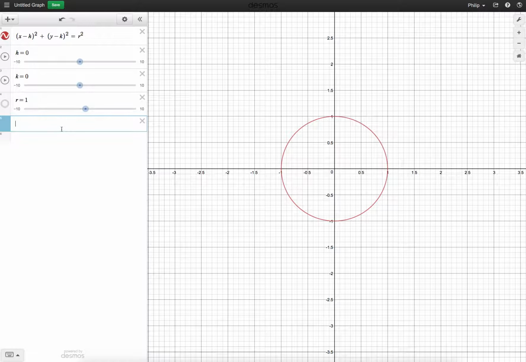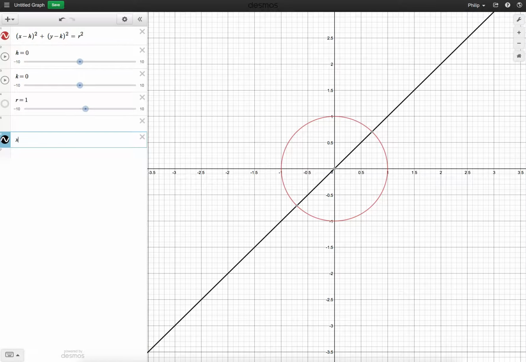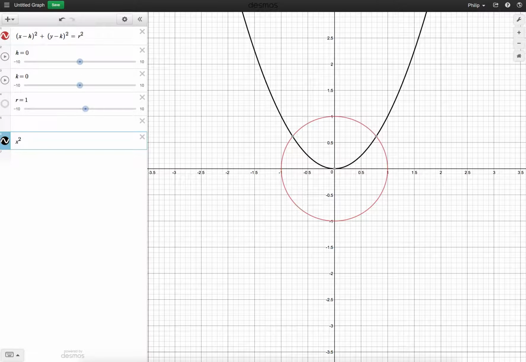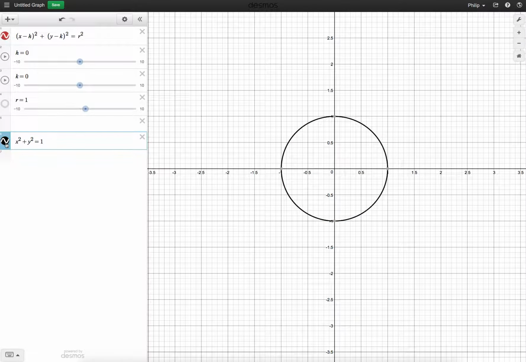And if I type in, when h is 0, that would just be x, so I'd have x squared. And when k is 0, I'm just going to have plus y squared. And when r is 1, this is just going to be equal to 1. So we can see that x squared plus y squared equals 1. That gives us the equation of our unit circle. All right. This is very important to know: x squared plus y squared equals 1. It comes up a lot for us in trigonometry.